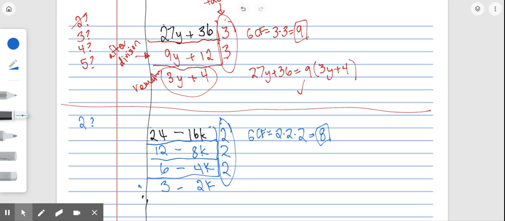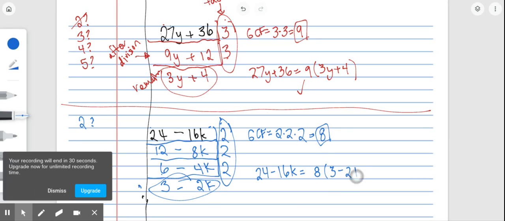So then when we rewrite it, we say 24 minus 16k is equivalent to, keep the GCF on the outside, and then on the inside is this remainder right here, 3 minus 2k. Okay, so working through it, you have the GCF, and this is your remainder, okay, every time that you're factoring.